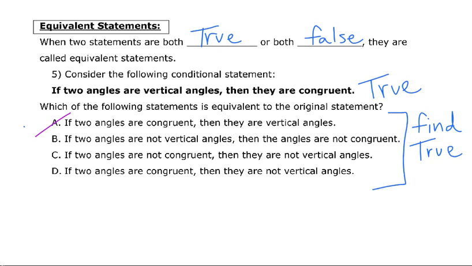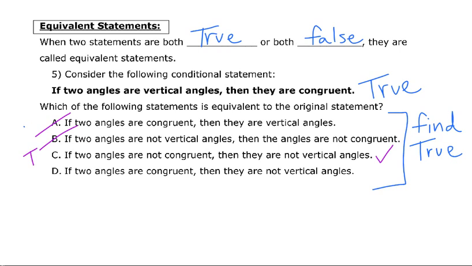For letter C, if two angles are not congruent, then they are not vertical angles. And that would be the one that does work. So that is a true statement, because the only way for them to be vertical angles is if they are congruent.